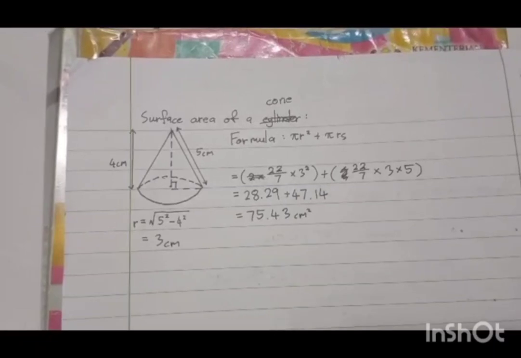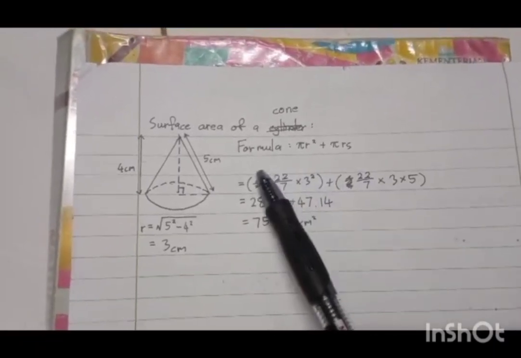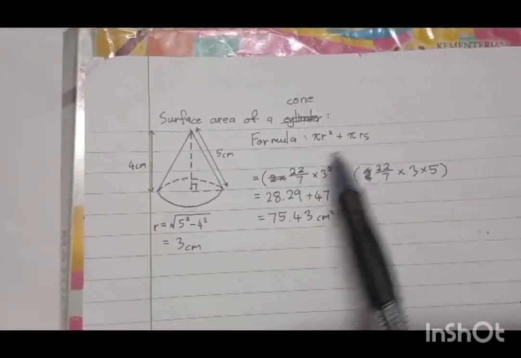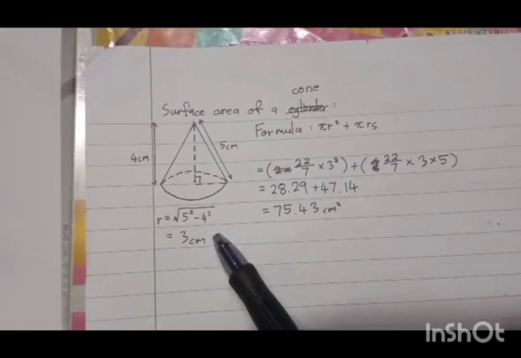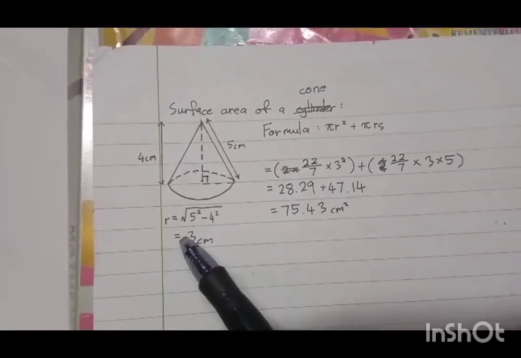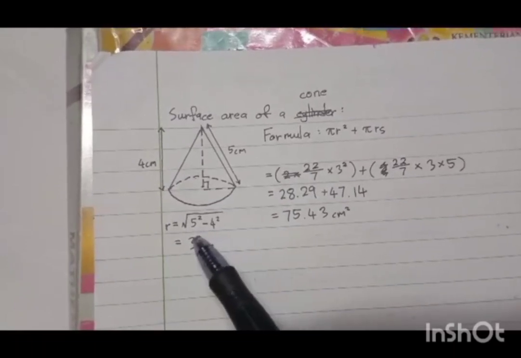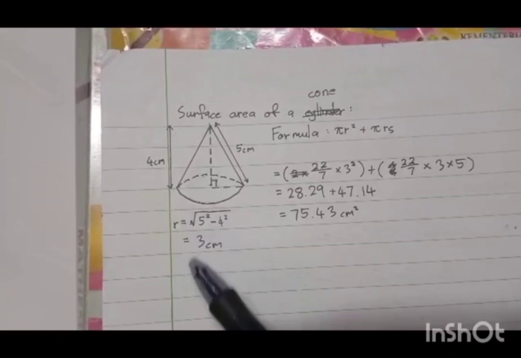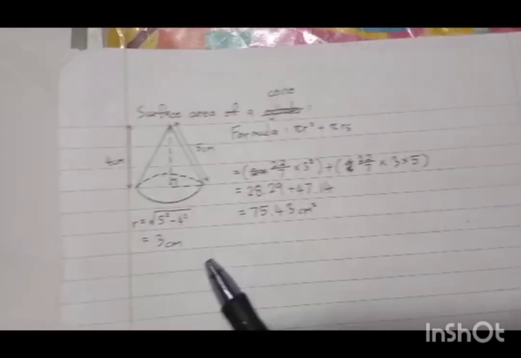Assalamualaikum and hi everyone. Today I'm going to explain how to calculate the surface area of a cone and the volume of a cone. To calculate the surface area of a cone, first we need to know the formula. The formula here is pi r squared plus pi r s. They don't give us the radius, so we need to find it ourselves. To find the radius, we need to use the Pythagoras theorem technique. So it's square root of 5 square minus 4 square. So we got 3 cm.